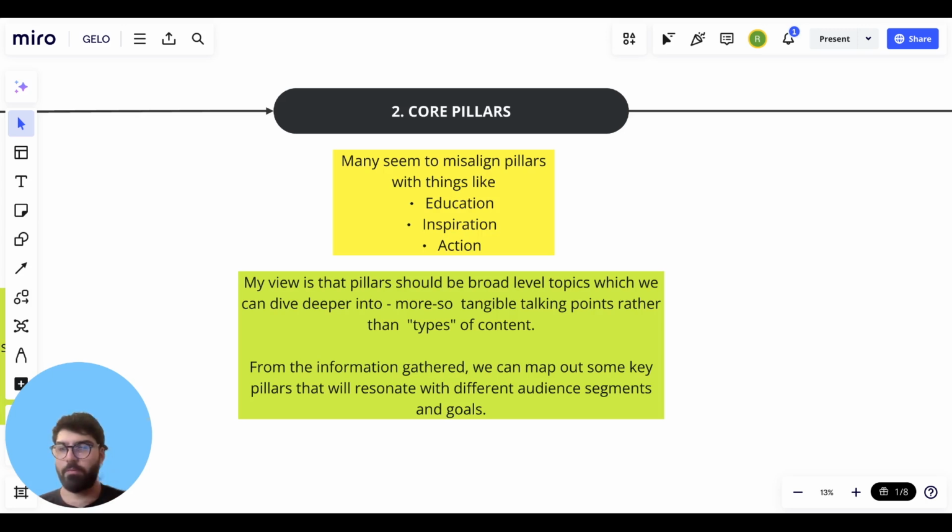So obviously, from the information that we've gathered, we can map out some key pillars that will resonate with different audience segments. You should map out all your product features, your goal, your market context, the problems, the unique parts of your brand, community, milestones, etc. These things will act as the core talking points for your brand, and will help you carve out your narrative and your messaging through content.